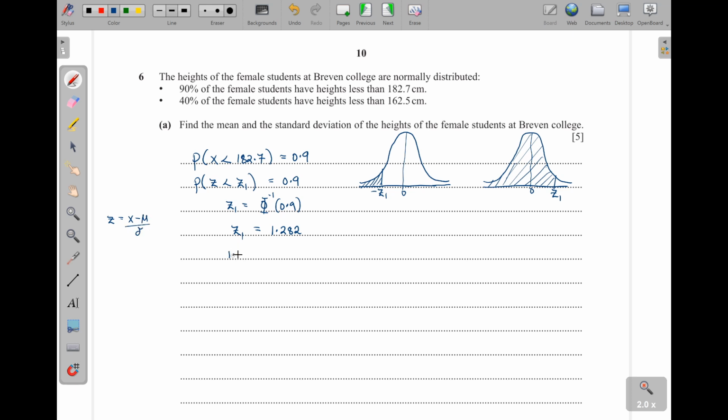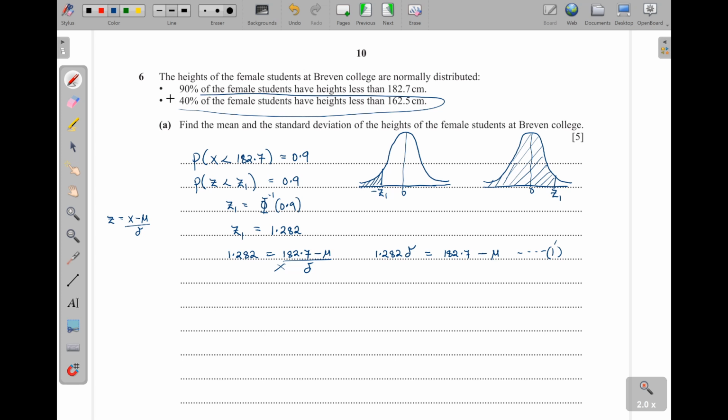So meaning we shall have 1.282, which is equal to, our x is 182.7 minus the mean, which is the one we are looking for, then over the standard deviation. Now when we cross multiply, we can have 1.282 times the standard deviation is equal to 182.7, then minus the mu. So meaning if I can make this mu the subject of the formula, or I can just leave it there, that is equation 1. Then I can go to the next one.